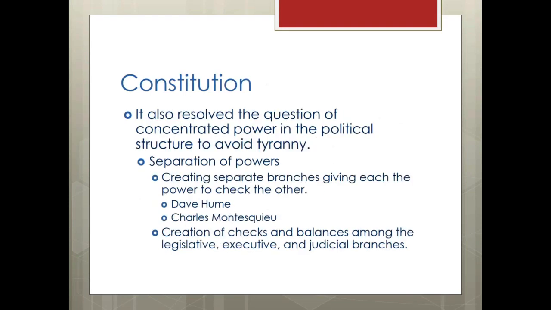Madison also resolved another question, which was a question of concentrated power in the political structure to avoid tyranny. That question was resolved by the creation of three co-equal branches: the separation of powers into the legislative, judicial, and executive branches. And that, in essence, was something that Madison borrowed from David Hume and Charles Montesquieu, creating separate powers to check each other, so that there is this checks and balances system among these three branches to ensure that no branch ends up being tyrannical in nature.